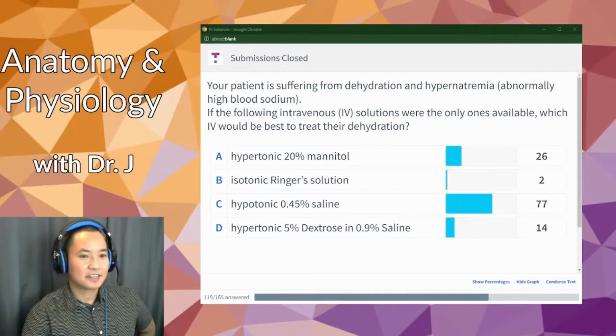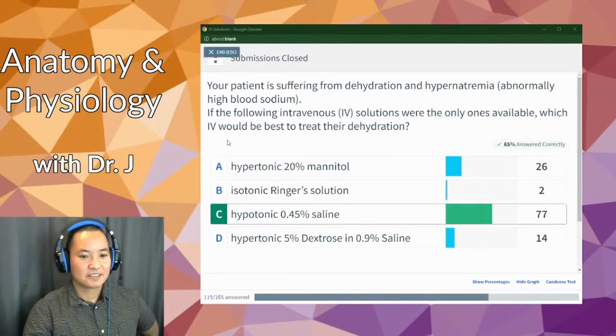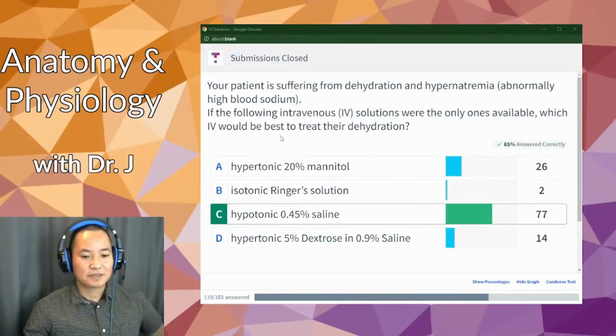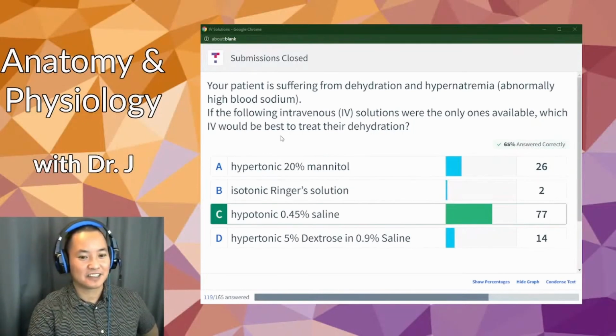Most of you said hypotonic saline, and most of you are correct. Again, what we have is too little water. So you wouldn't want to give hypertonic. Why? Because hypertonic is going to suck out more water from the cells and dehydrate your patient even more. So A and D are definitely not things you want to give to this patient who's already dehydrated.